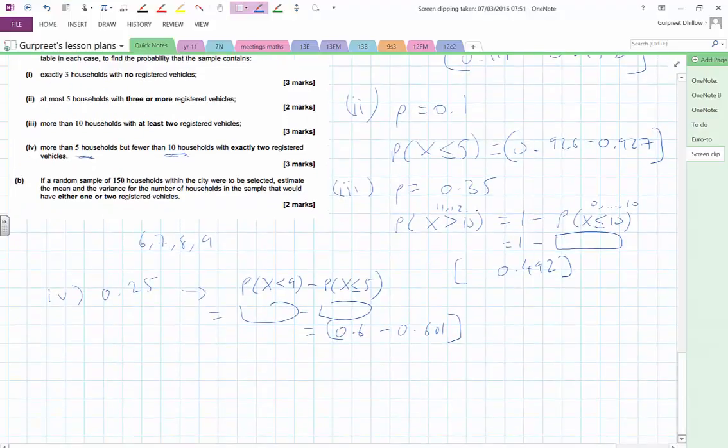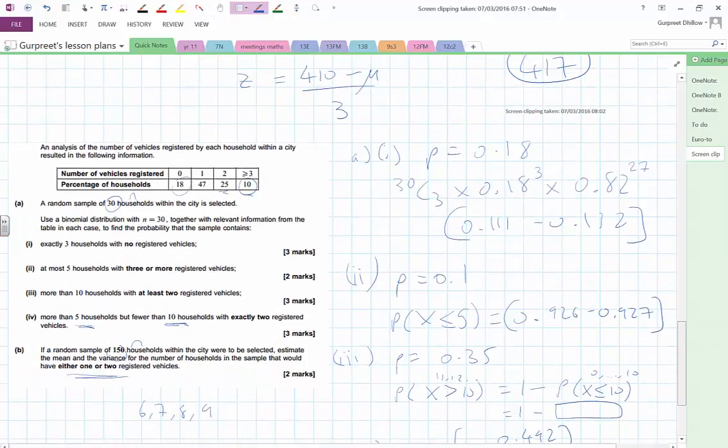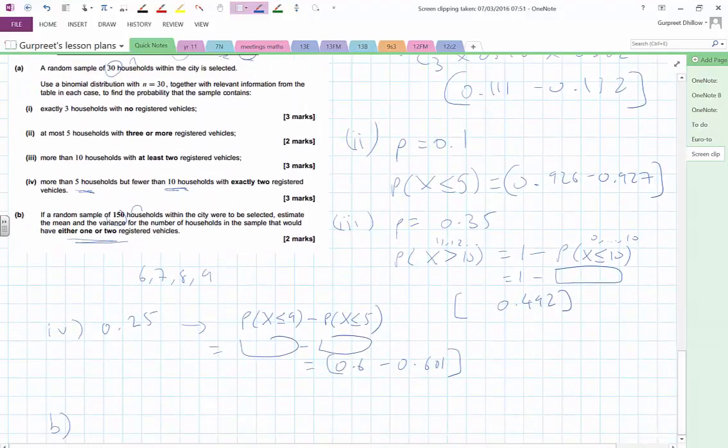And part B, again just a bit of theory. For a random sample of 150, so there's your n, we select to estimate the mean and variance of the number of households in the sample that would have either 1 or 2. 1 or 2, so that's 0.18 and 0.47. So that gives you a probability of 0.65. N's 150, so the mean equals NP, 0.65 times 150.